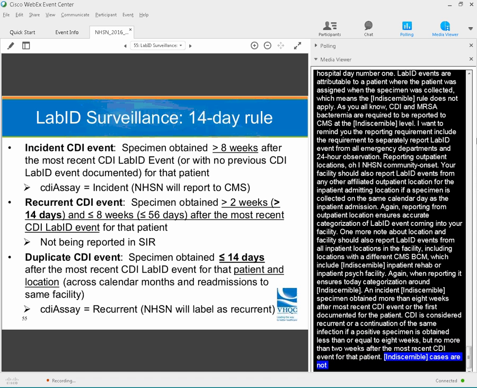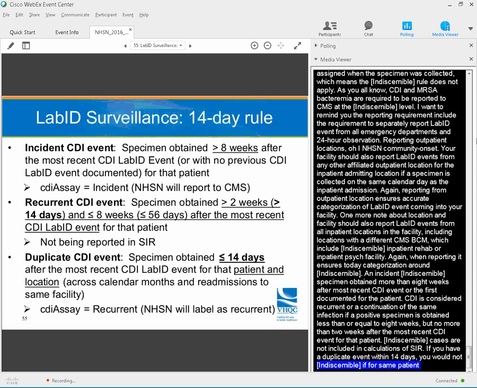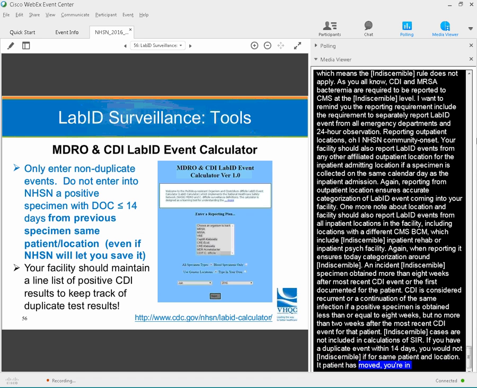If you have a duplicate event that is within 14 days, you would not enter it into NHSN if it is for the same patient and location. If the patient has moved, you are instructed to enter duplicate events into NHSN, but they will not be counted as recurrent cases.